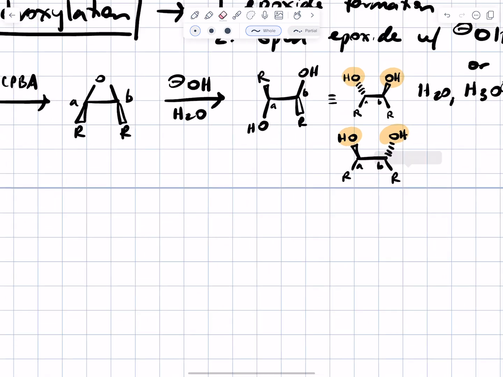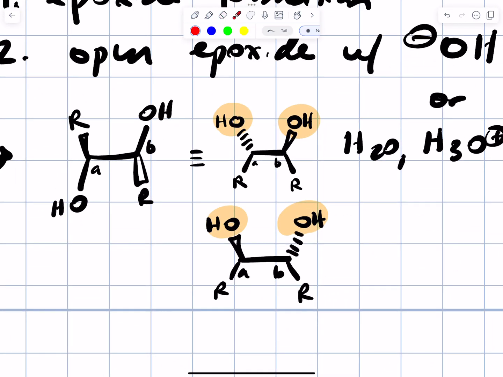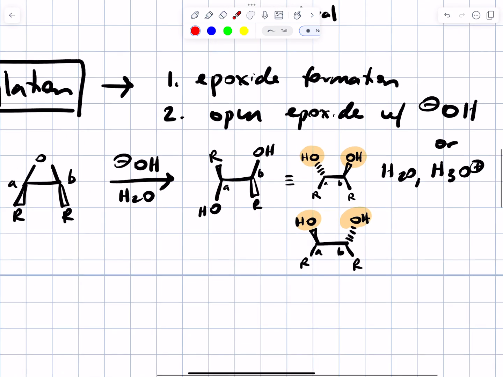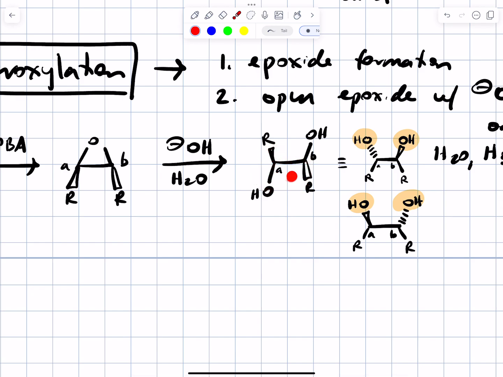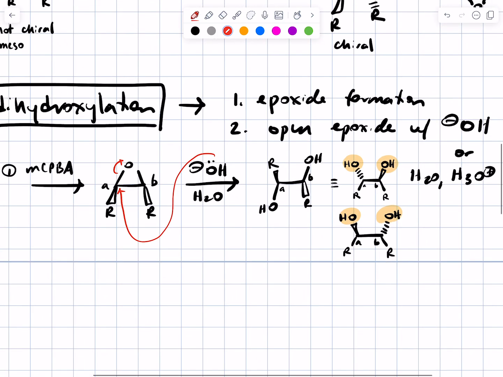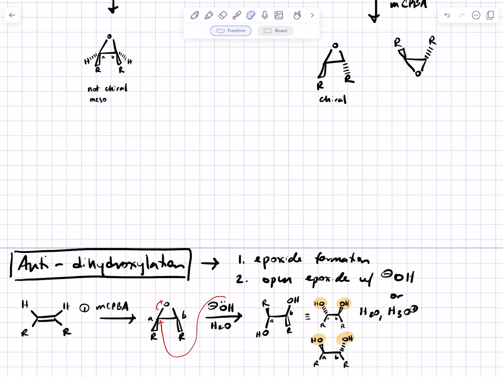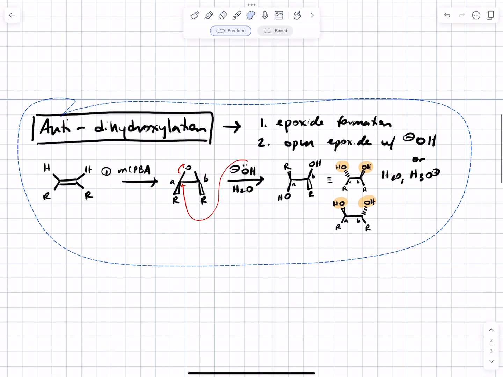These two products are enantiomers. So where did this come from? The three lines just represent these two are the same thing. You get this one from opening of the epoxide with OH minus on carbon A. I have simply redrawn it in a way that shows you that this is the anti-dihydroxylation product. That's just rotation around a carbon-carbon bond.